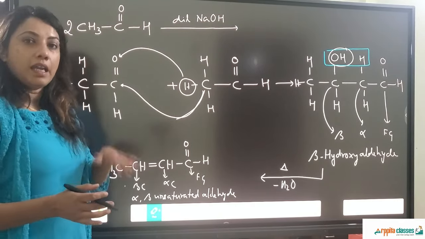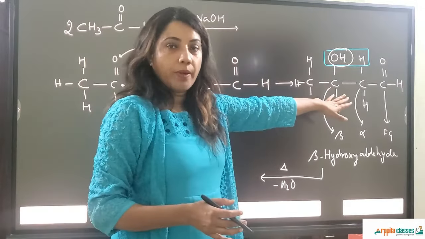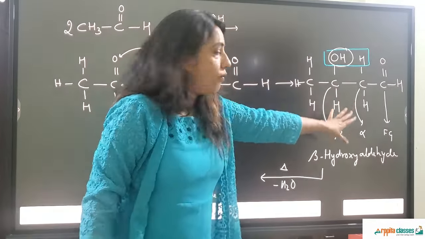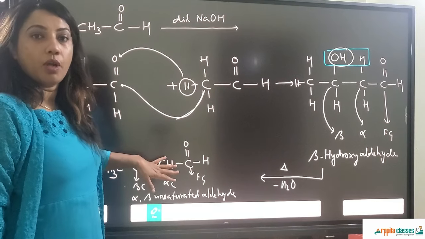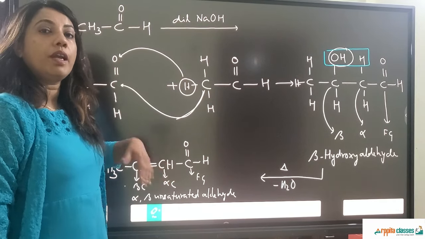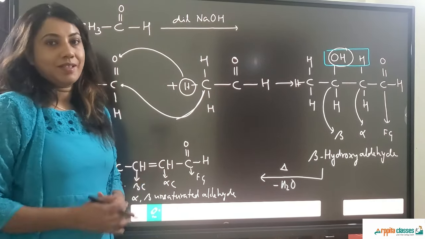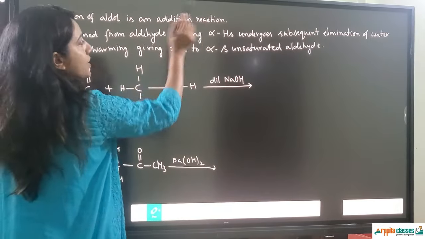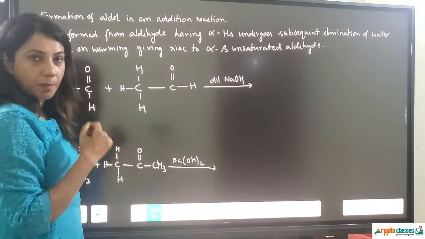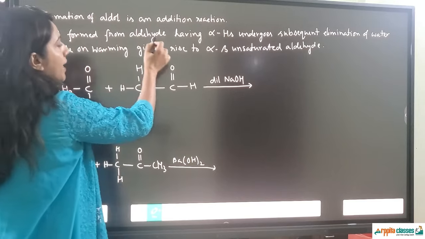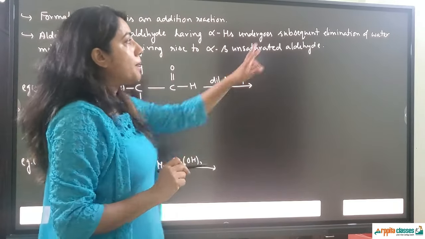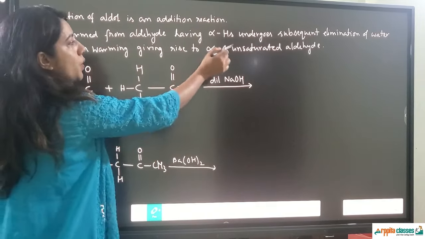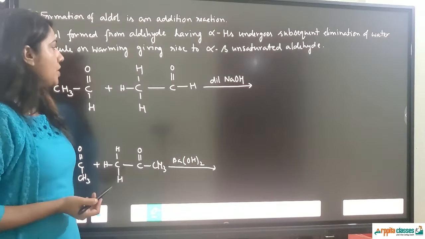So what is happening initially? There is an addition. You can see these two molecules get added. So initially there is an addition followed by elimination of a water molecule. So therefore it is a nucleophilic addition elimination reaction. So the next point is, formation of aldol is an addition reaction. As I mentioned, the first step is addition. Aldol formed from aldehyde having alpha hydrogens undergoes subsequent elimination of a water molecule on warming, giving rise to alpha beta unsaturated aldehyde, which I told you.